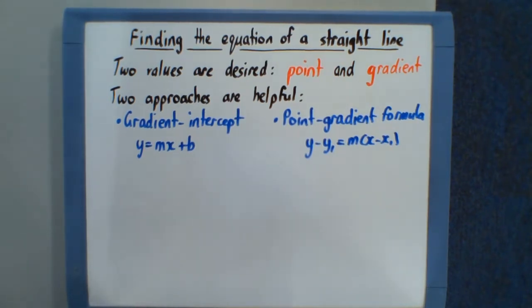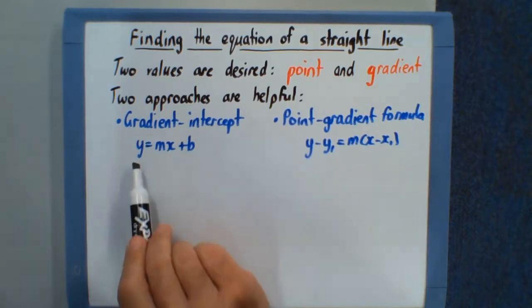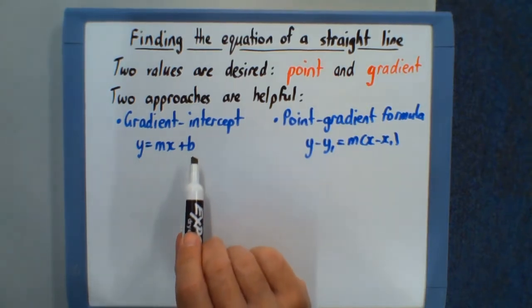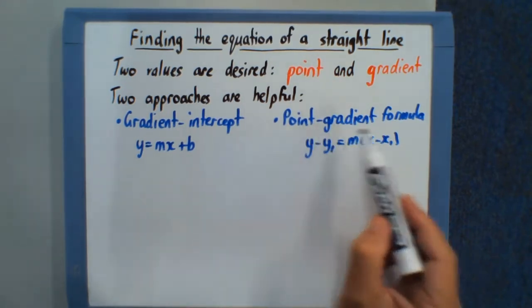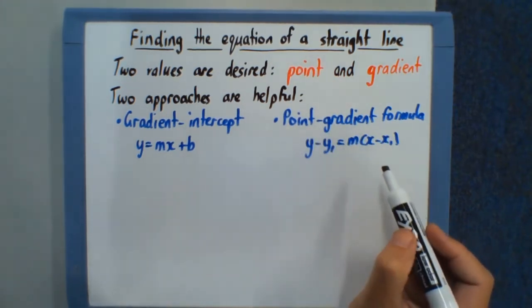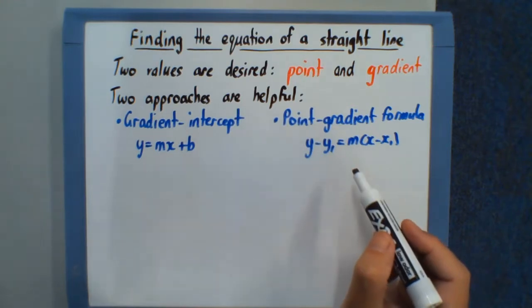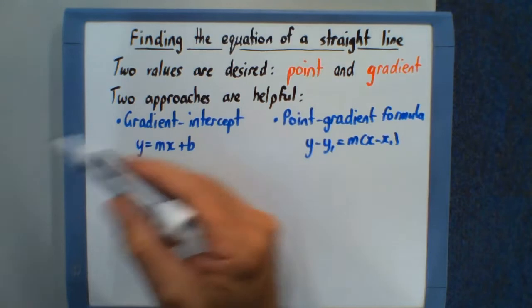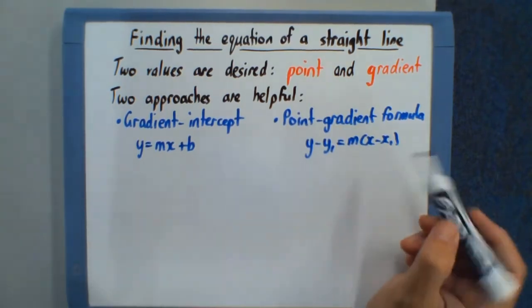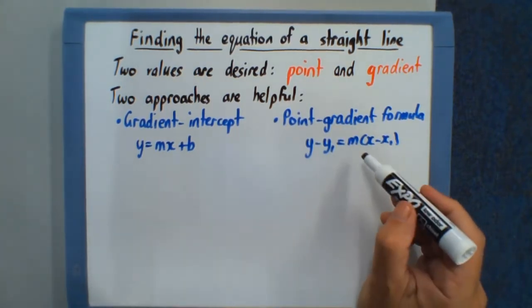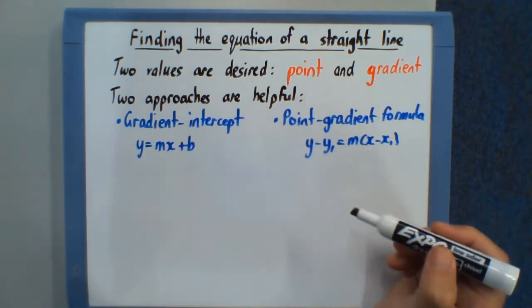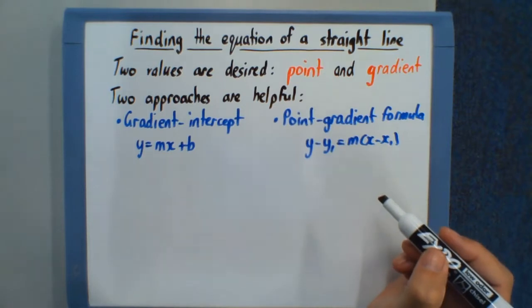We could use the gradient intercept form, this equation here, which we looked at yesterday, or we can use the point gradient formula. Rather than the other one, which requires you putting some things in, substituting, solving and getting back and then writing the equation, this merely requires you putting in the point, putting in the gradient, and then doing the algebra to simplify it and to get it into whichever form you wish to have it in.